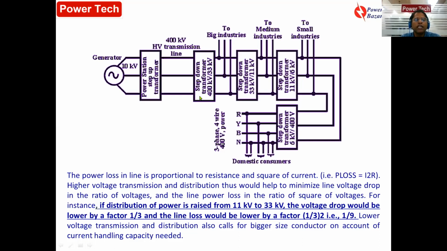So you require one step down. Then again it is further stepped down to 33 kV and 11 kV. So that 11 kV can be fed to different medium scale industries. After that, again we step down from 11 kV to 6.6 kV. This 6.6 kV, if the system is available, can feed still smaller industries. Then further, your 11 kV or 6.6 kV can be stepped down to 400 volt.